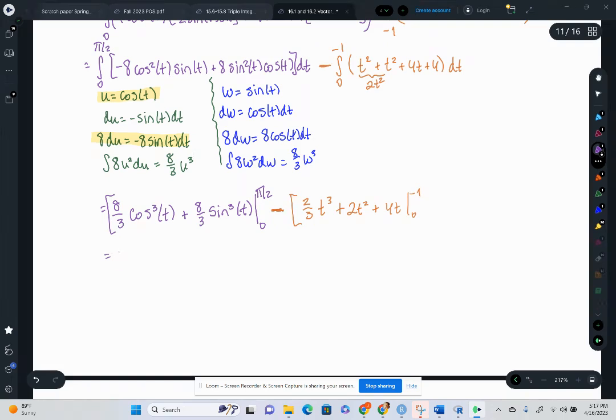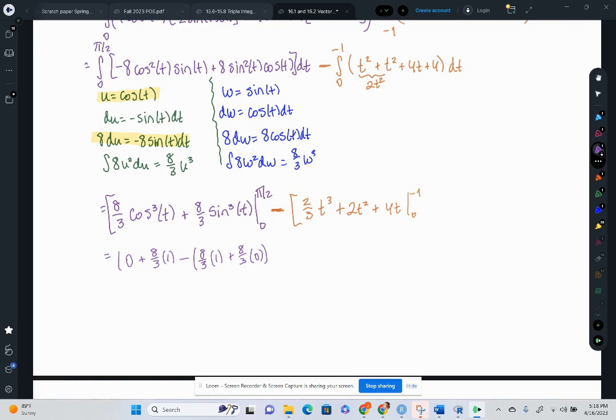So I get 0, and then plus 8/3 sine cubed of t. Well, sine of pi halves is going to be 1. Cubing that, it's still going to be 1. So I just have 8/3 times 1. Minus, and then I get 8/3. Cosine of 0 is 1. Cubing it just gives me 1. And then plus 8/3. Sine of 0 is 0, so that's going to go away. Okay, that takes care of the evaluation in purple.